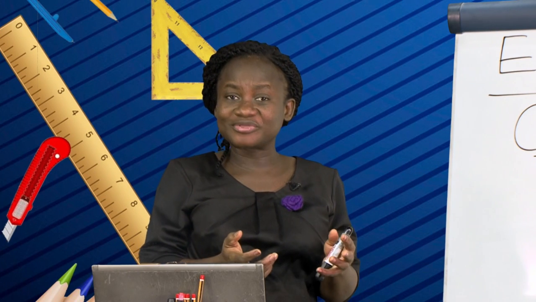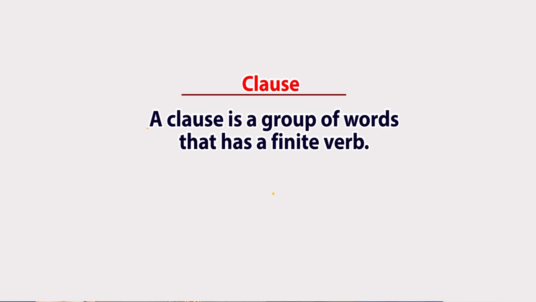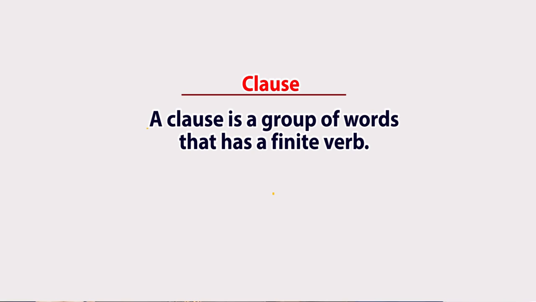A clause is just on the flip side of a phrase. Remember, a phrase is a group of words without a finite verb or without any verb at all. A clause, on the other hand, is a group of words that has a finite verb. Also, you should recall that a finite verb is a verb in its basic form, S form, or past form.